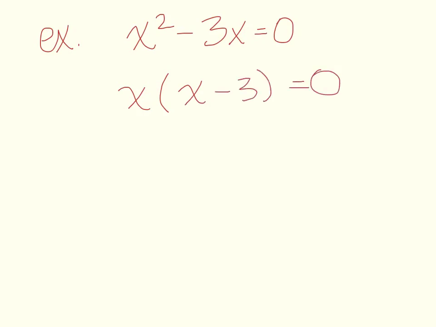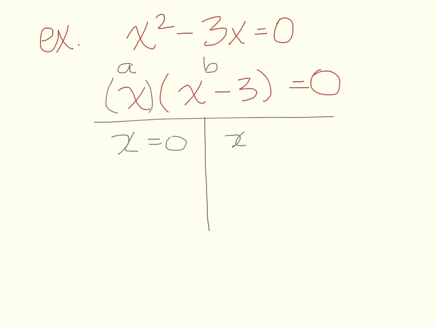Now, these are two factors. Just like we had before, I just didn't put parentheses around this factor because I didn't need it, but it's still a factor. This is your a factor. This parentheses over here is your b factor. So I'm going to make a t-chart. Either x is equal to 0 or x minus 3 is equal to 0.